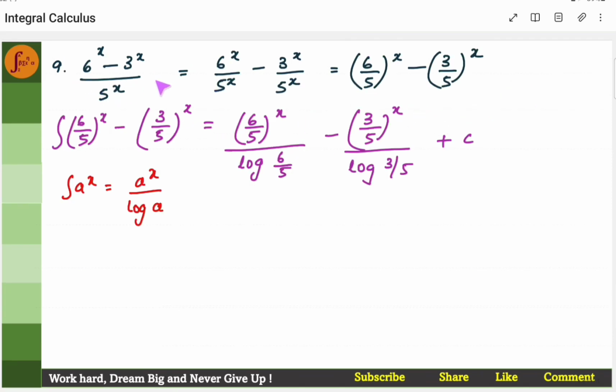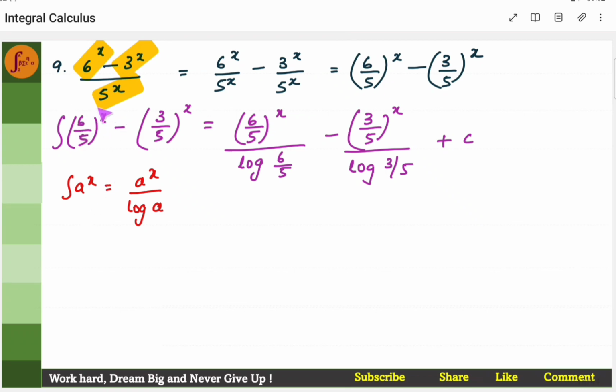Now here in this problem, this is of the form a to the power x, right? Before we find the integral, we'll have to split it. 6 to the power x by 5x, 3 to the power x by 5x. Then you will have to take common. That is 6 by 5, both have the same power. So you can take the power outside like this. And then you can use that formula for a to the power x.